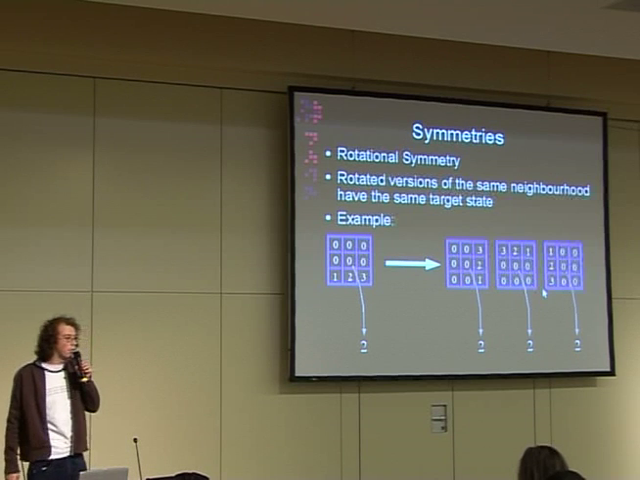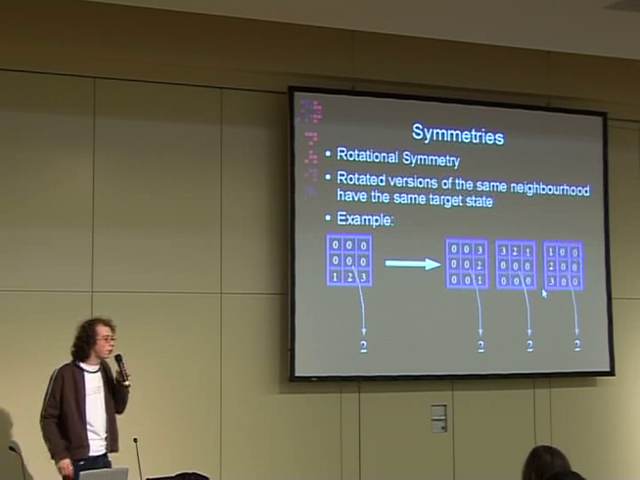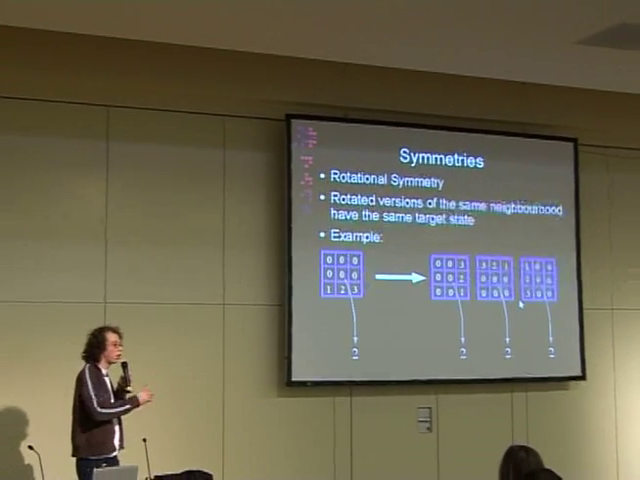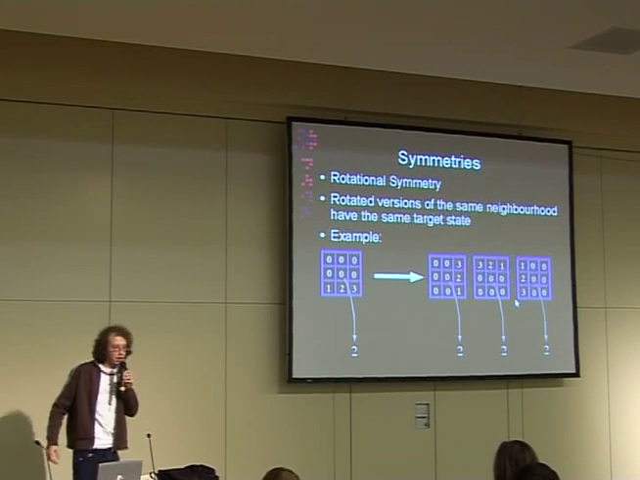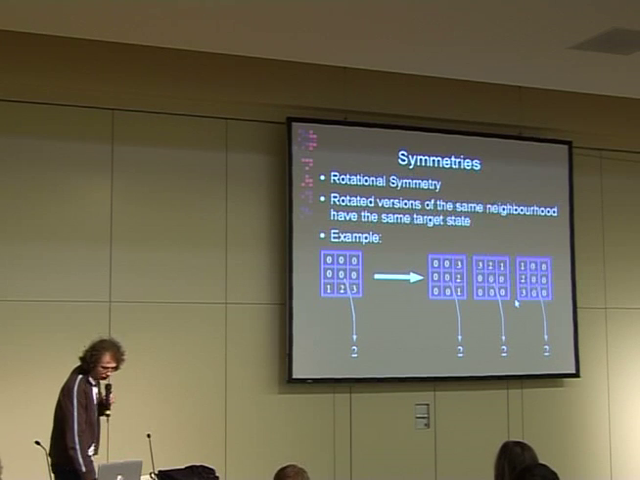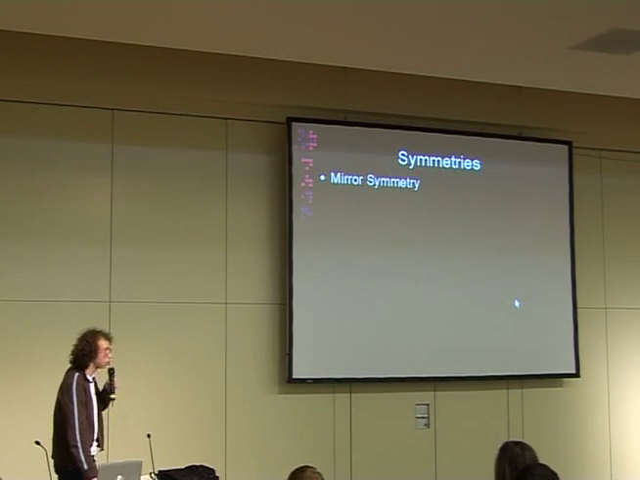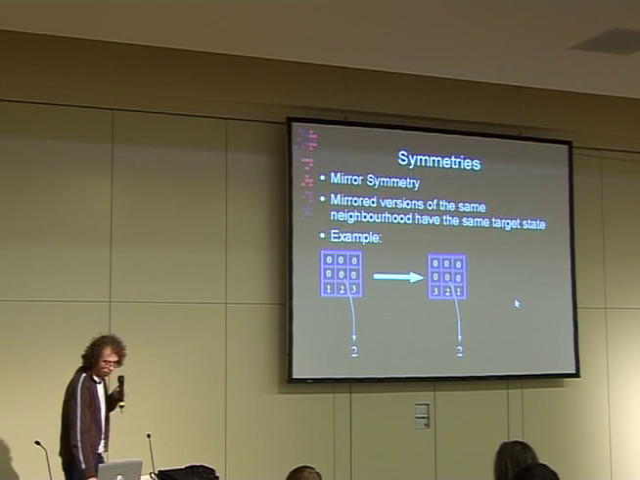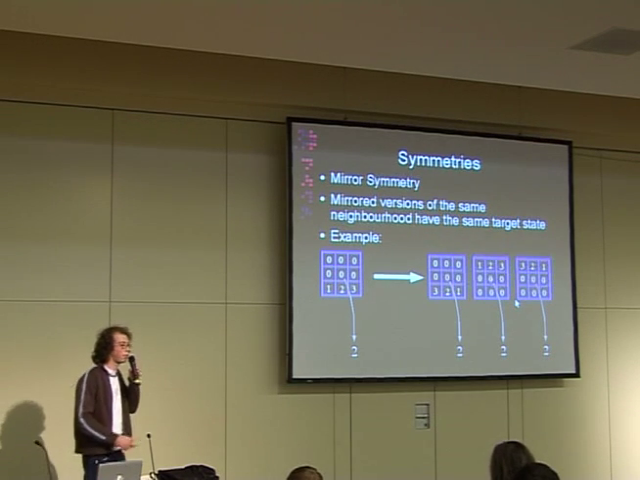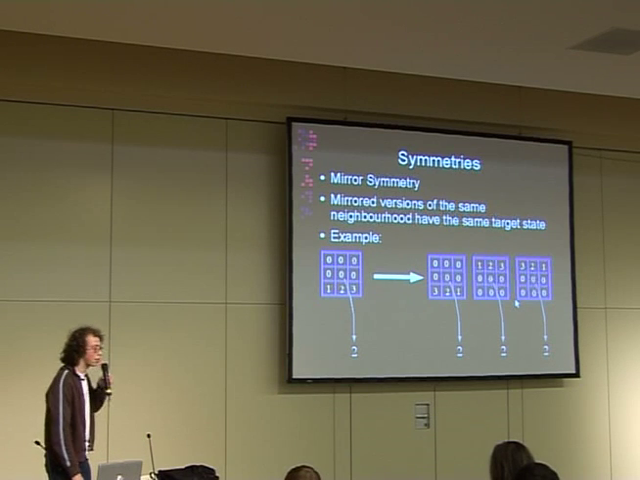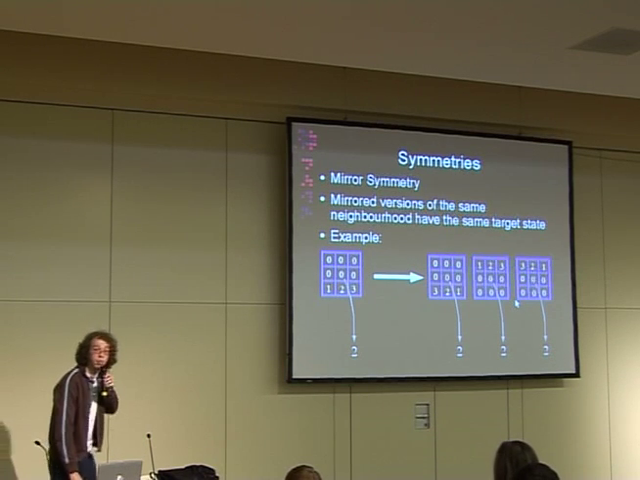And the interesting part about a symmetric rule is, if you start with a symmetric pattern and you have a symmetric rule, it will always stay symmetric over time. And this is rotational symmetry. You can have the same with mirror symmetry, for example. So this would be the mirrored version of the same transition rule. Okay, let's have a look at this in action.